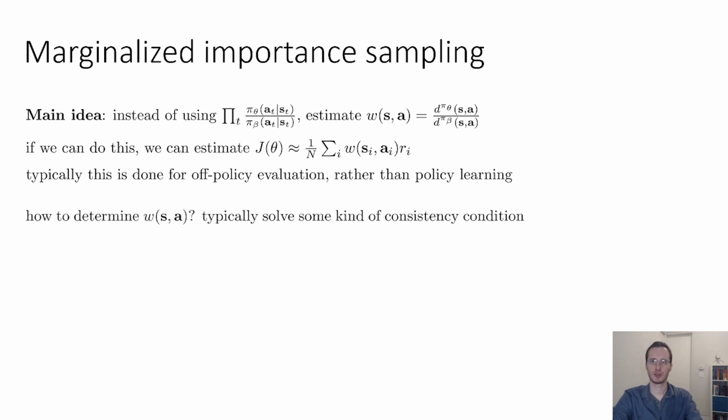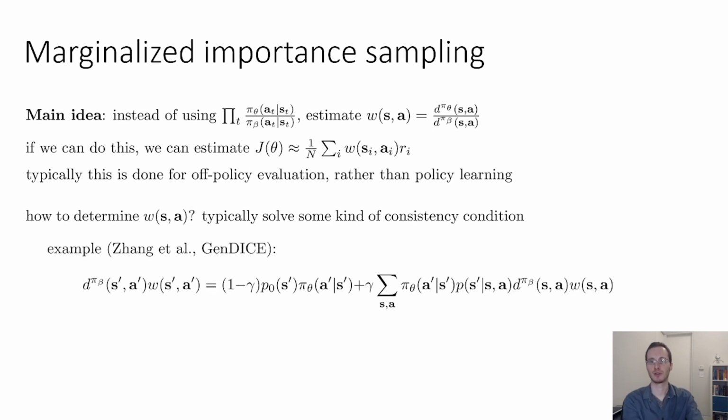How do we determine the weights? Well, typically most algorithms in this area, which I won't have time to go into in detail, solve some kind of consistency condition. So one example of a consistency condition, this is from a paper by Zhang et al. called GenDice, is a relationship that is obtained by writing out the flow equations, the occupancy measure equations in an MDP, and then replacing d pi theta with d pi beta times w, right? Because d pi beta times w is just d pi theta.